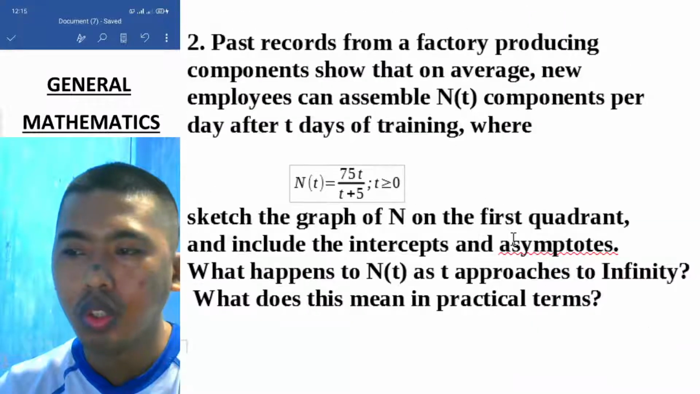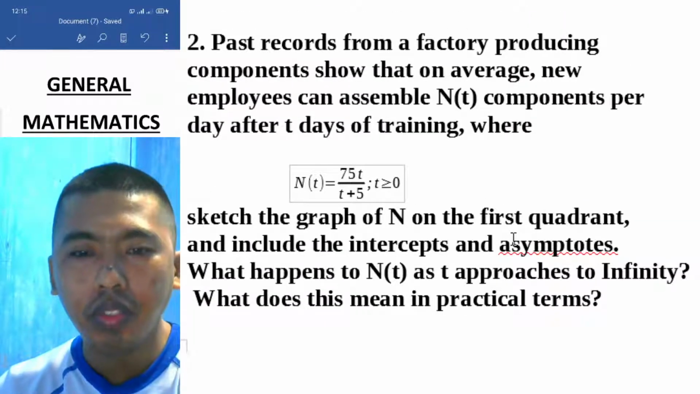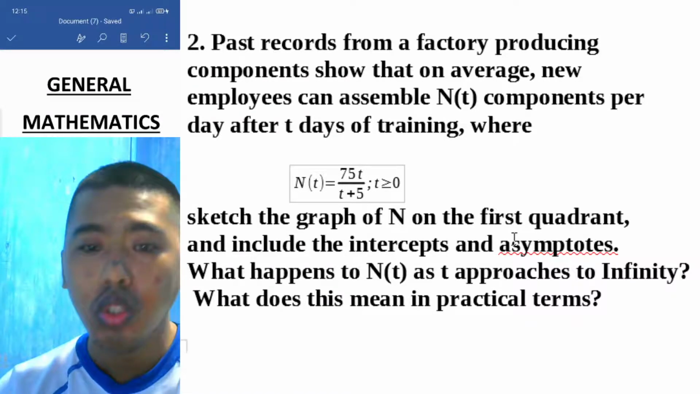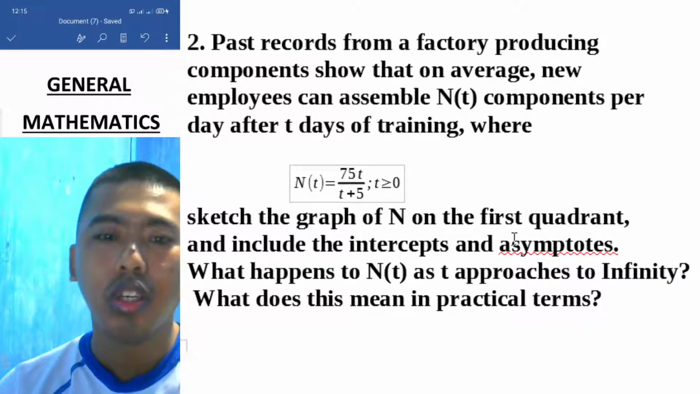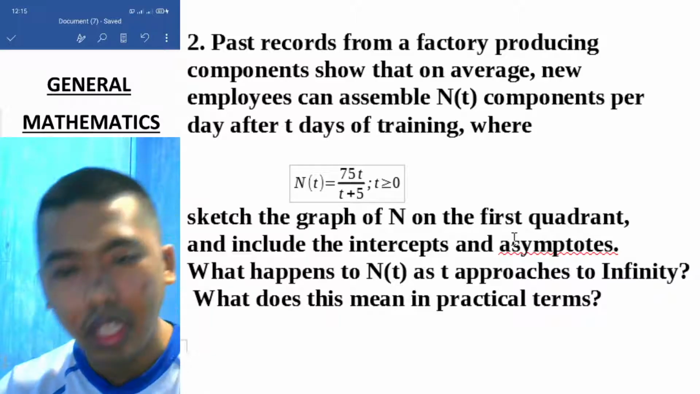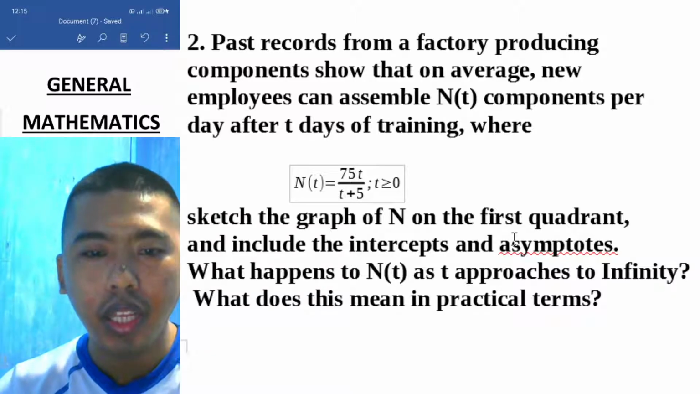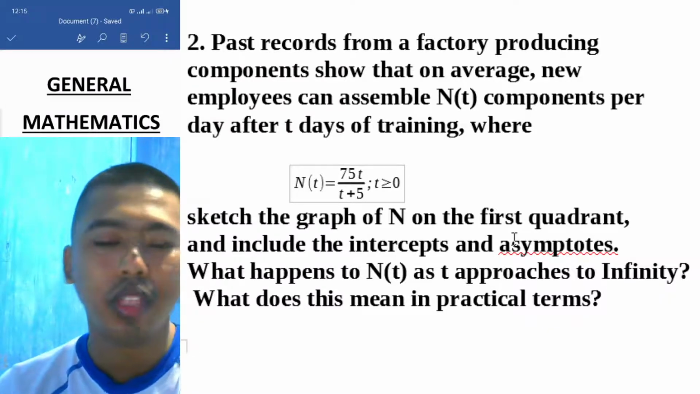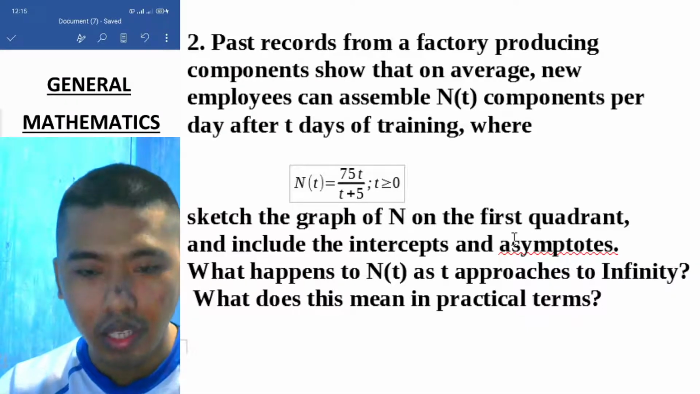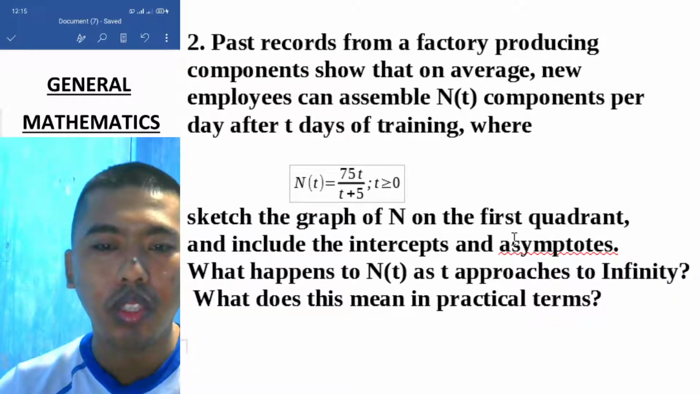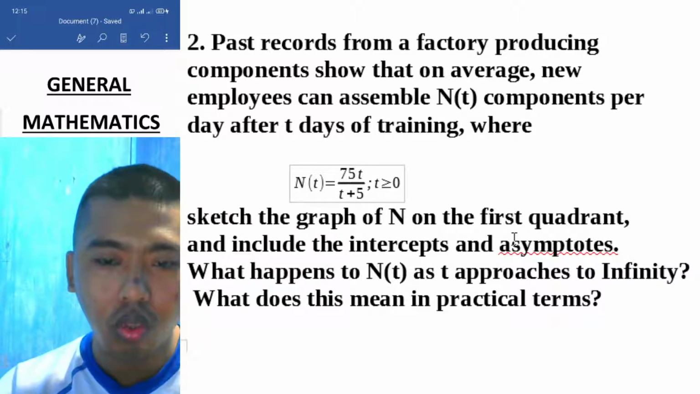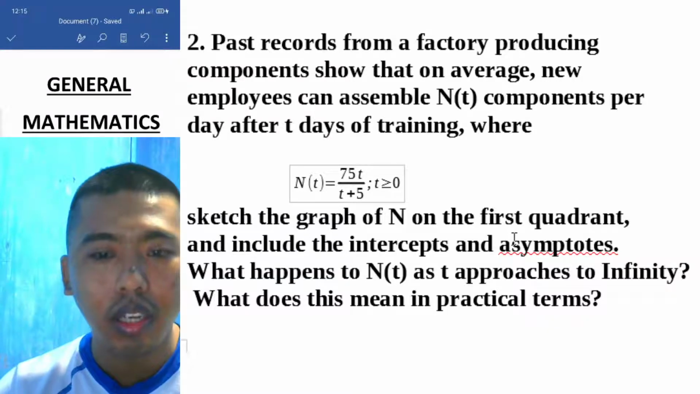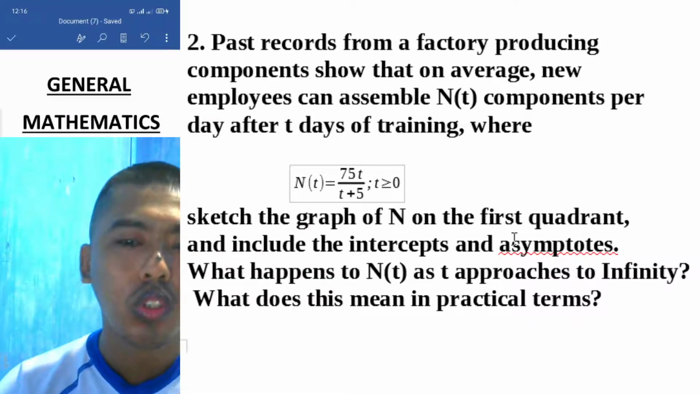Here is your question for number 2. Past records from a factory producing components show that on average new employees can assemble n of t components per day after t days of training, where the function given is n of t is equal to 75t all over t plus 5, in which t is greater than or equal to 0.